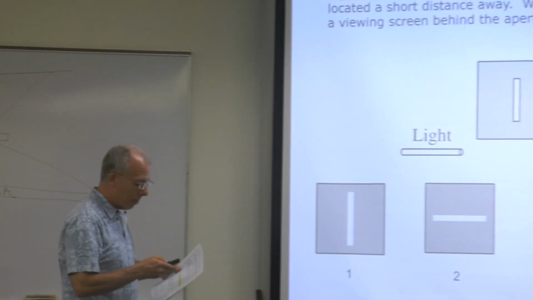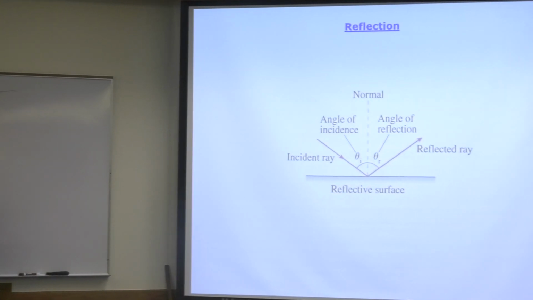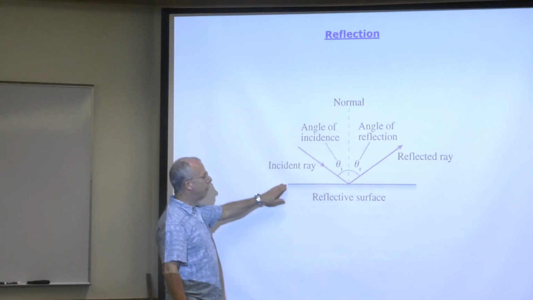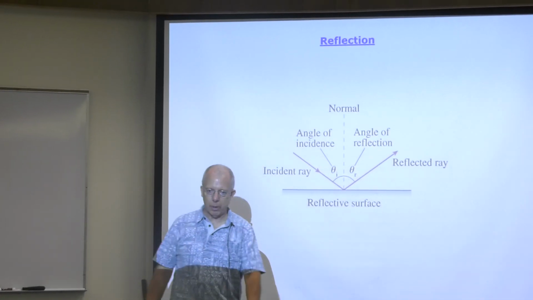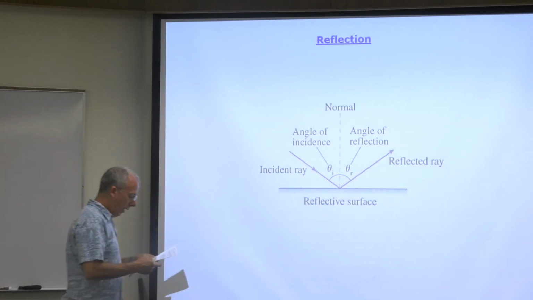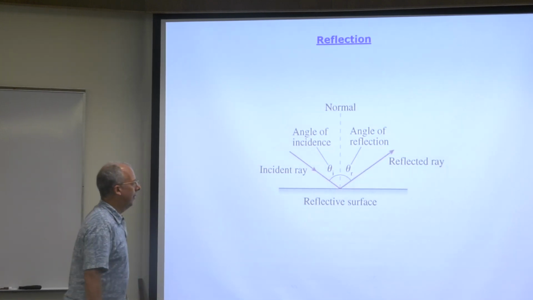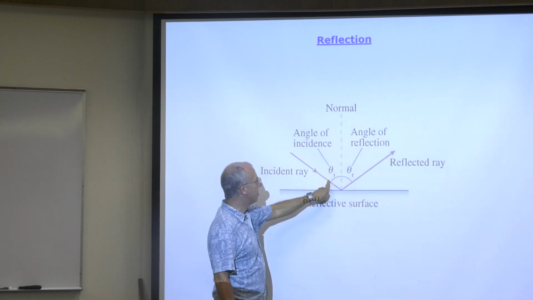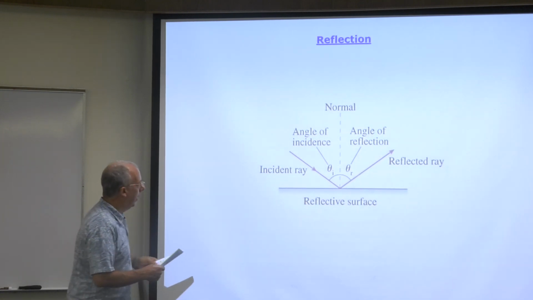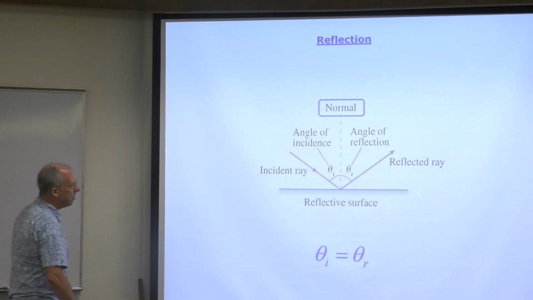All right. Let's talk about reflection. This is just an idealization. There's no such thing as a perfectly flat surface, but for all intents and purposes, we're going to consider this a perfectly flat reflective surface. Here you have an incoming ray, and here's the outgoing ray. What do you notice? This angle, which is called the angle of incidence, equals this angle, which is the angle of reflection. So that's the rule. There's really nothing much to say except for that. Theta incident equals theta reflection.